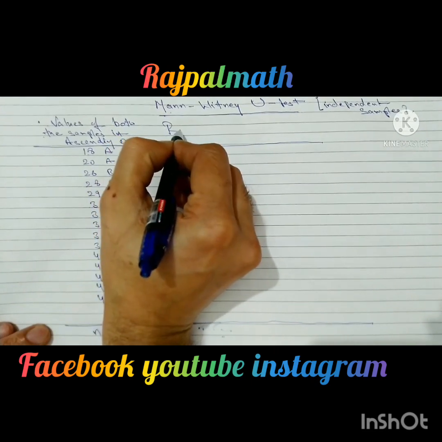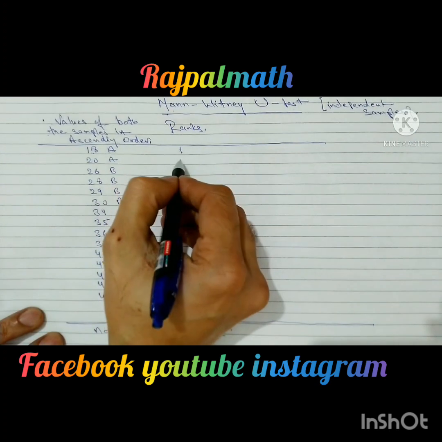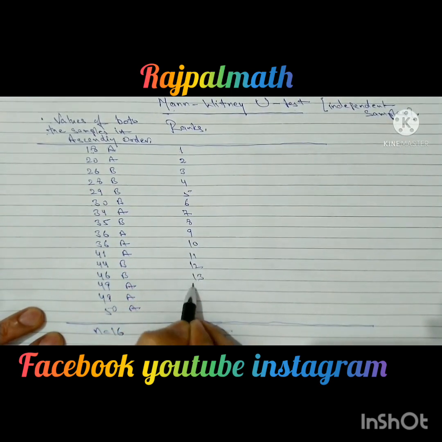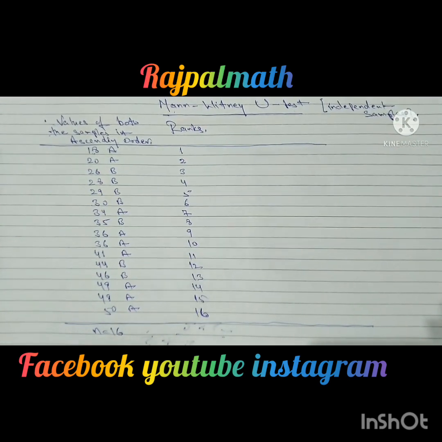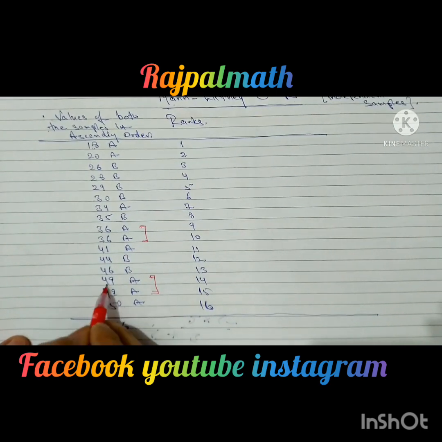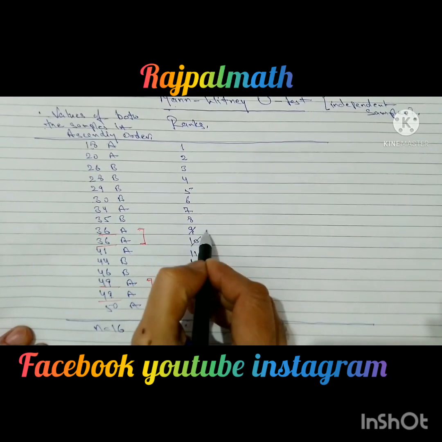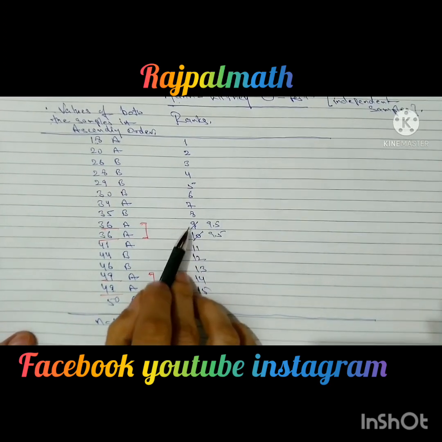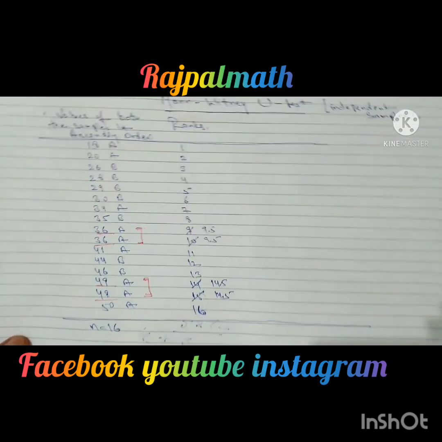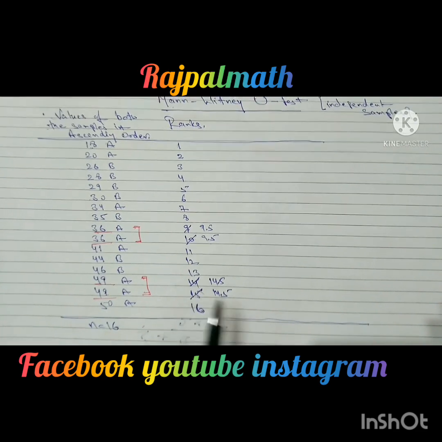Now assign ranks in increasing order. Lowest number gets first rank, then 20 second, third, fourth, fifth, sixth, seventh, eighth, 9, 10, 11, 12, 13, 14, 15, 16. We have n equals 16. Now two ties are there: 36, 36 is tie number 1, and 49, 49 is tie number 2. For 36, take the average of 9 and 10, which is 9.5, so the rank is 9.5 and 9.5. For 49, the average of 14 and 15 is 14.5 and 14.5.